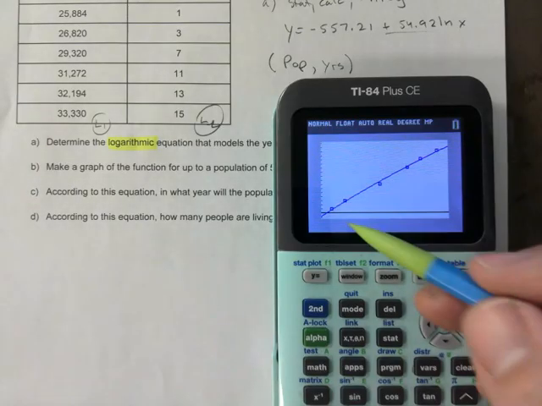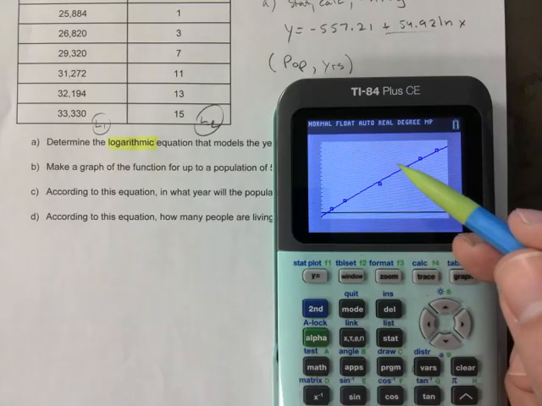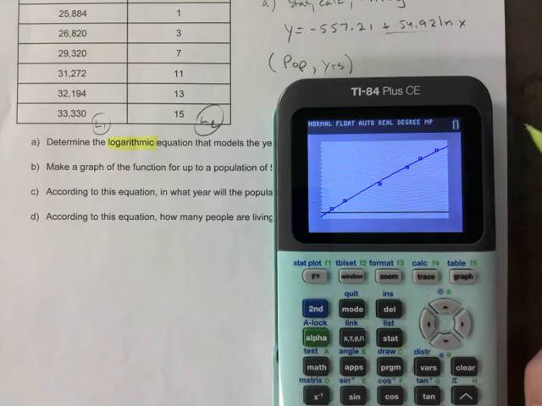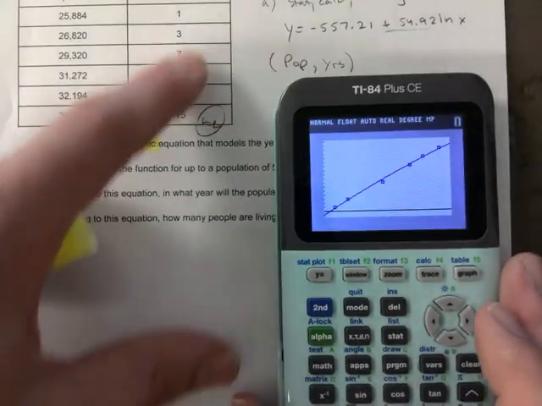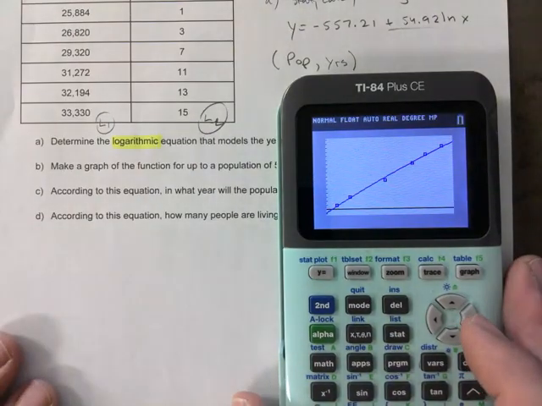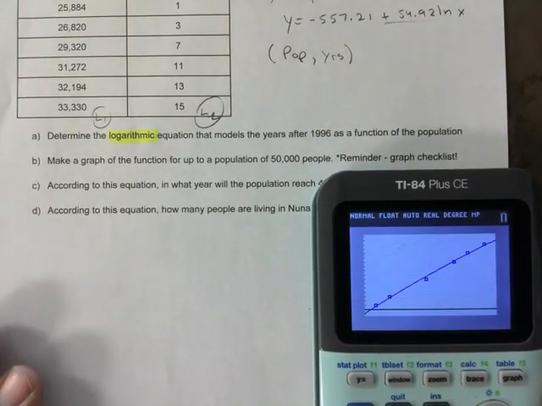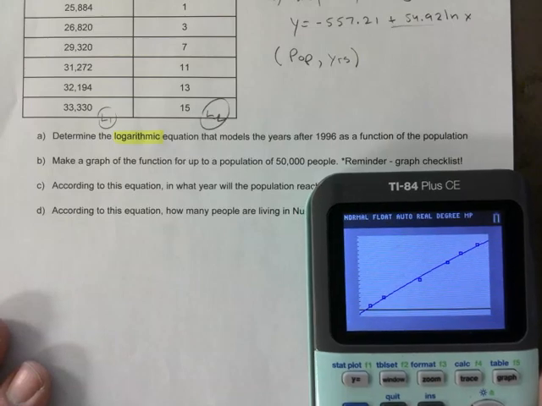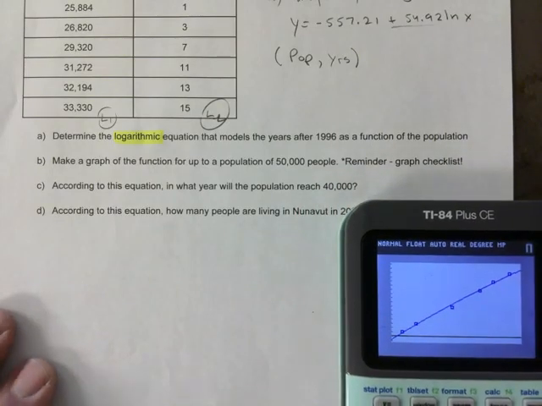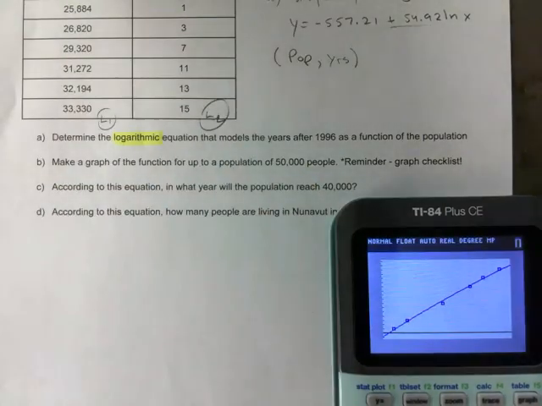And some of your graphs look like a straight line like this. In general, we want to see this curving at some point, so we'll talk about that. I know that some of you probably went by these points, which isn't the worst thing that you can do. It's actually a very good way to go about it, but try to have that general shape. Okay, make a graph of the function up to 50,000. Right, graph checklist. So we're going to do that.